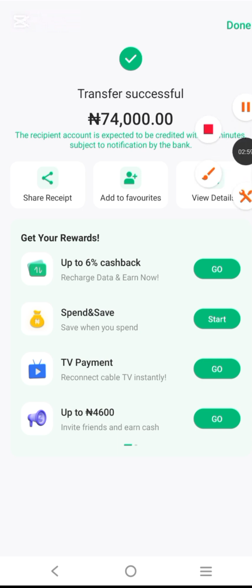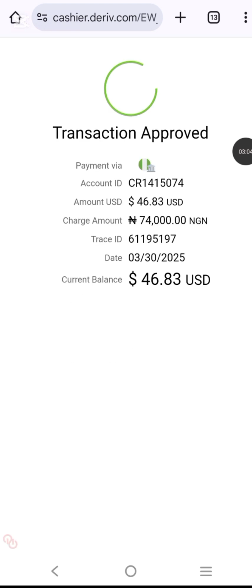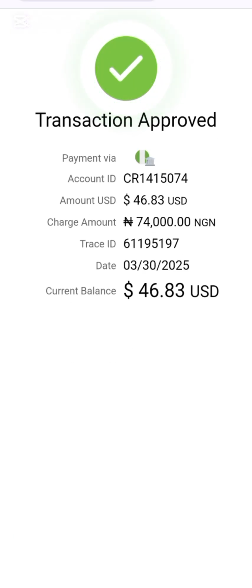After a successful payment, I needed to wait 3 to 5 minutes for it to refresh. I went back to the website and then I got an approved message. Approved. This is obviously the fastest method to fund your account as long as Deriv is concerned.